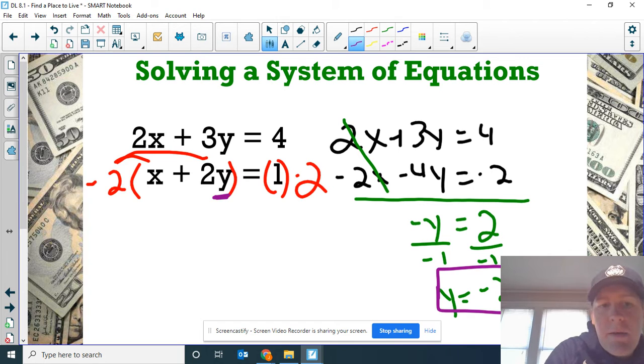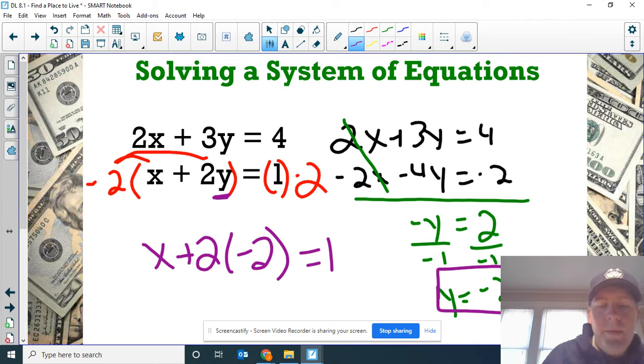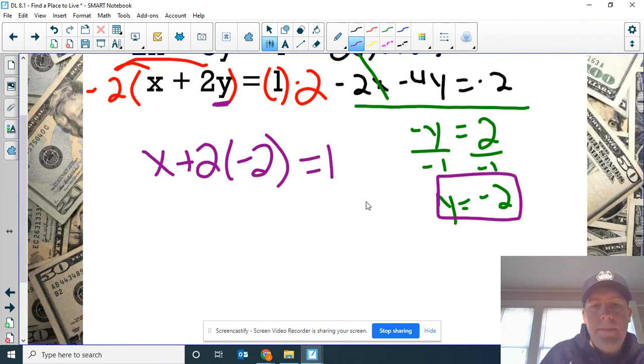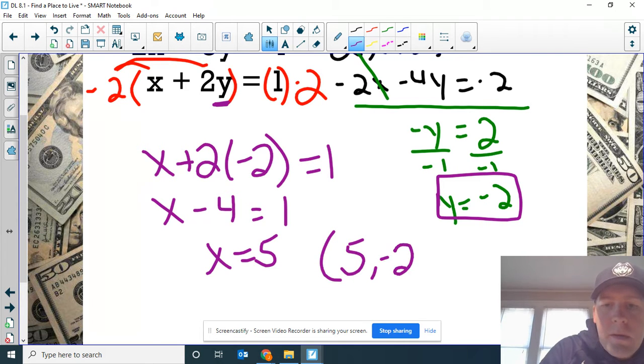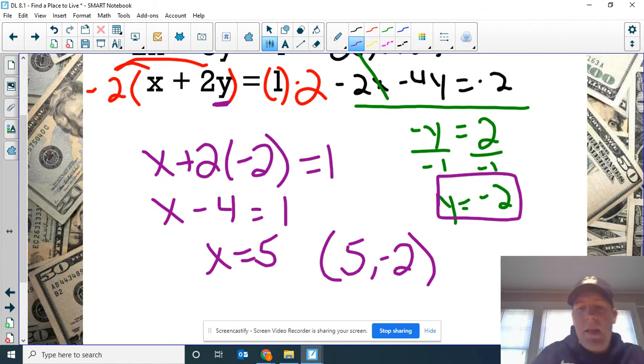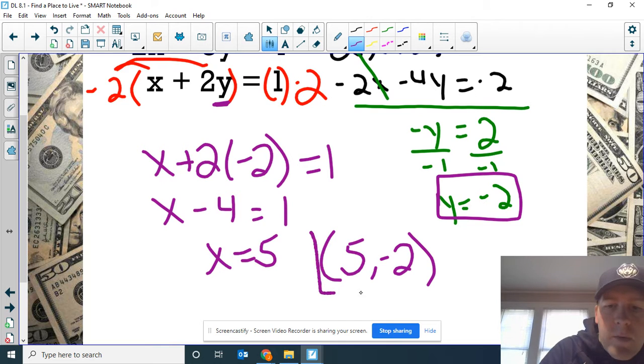Remember, ignore the 2's right now. So it'll be x plus that 2 times y. Well, we just figured out y is -2, and that's going to equal 1. Okay, we're going to simplify now. So x, 2 times -2 is -4 equals 1. We're going to add 4 to both sides and get x equals 5. So our solution should be 5, comma, -2. And the key is you always want to write your answer at the end as an ordered pair.